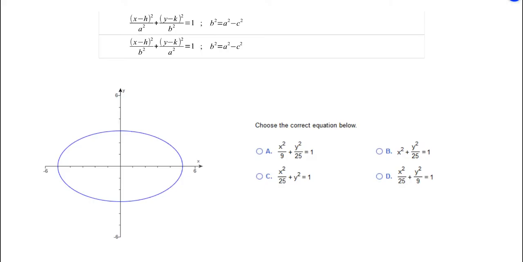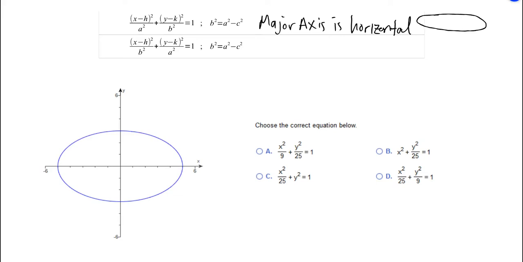In this example, we want to choose the equation that matches this graph of the ellipse. Before we try to answer this question, let's take a look at the two different orientations for ellipses that we focus on. One orientation is where your major axis is horizontal, and that means that your ellipse is going to be longer horizontally.